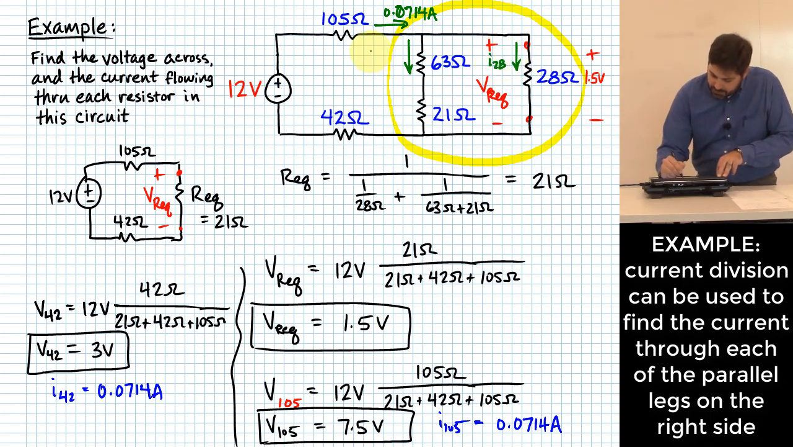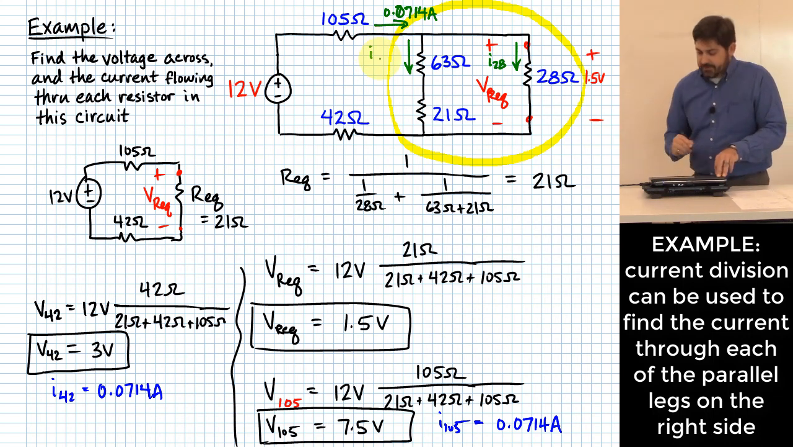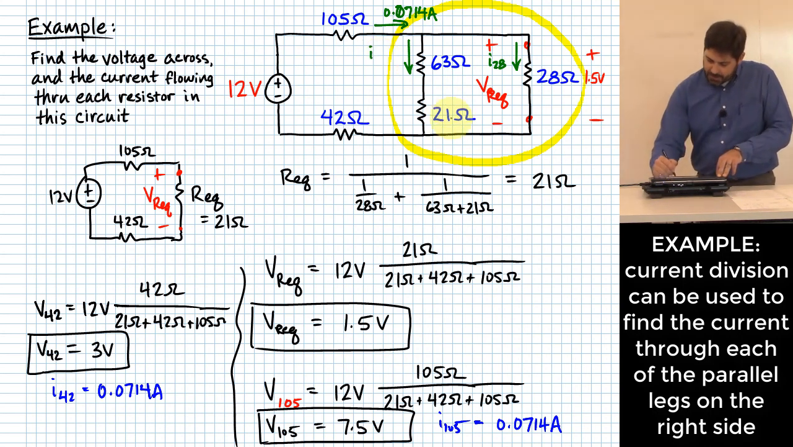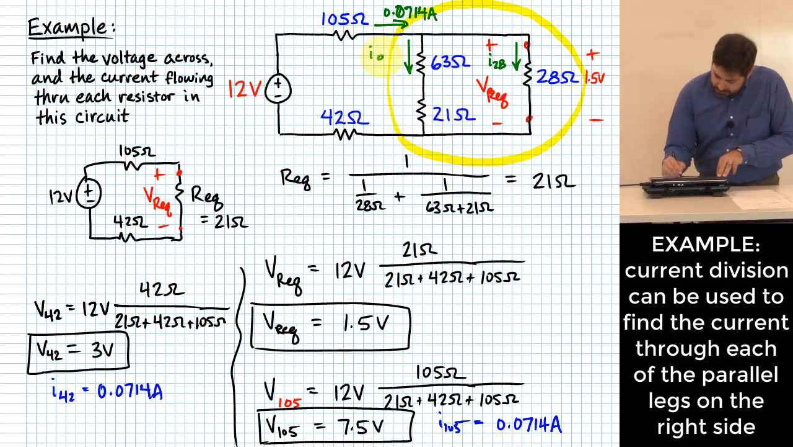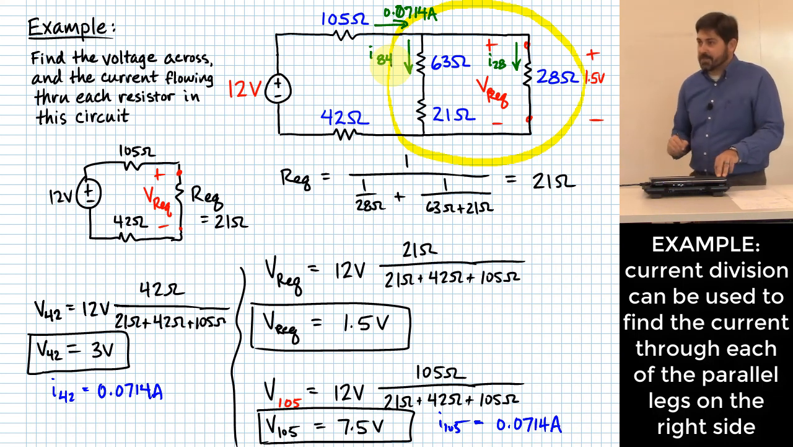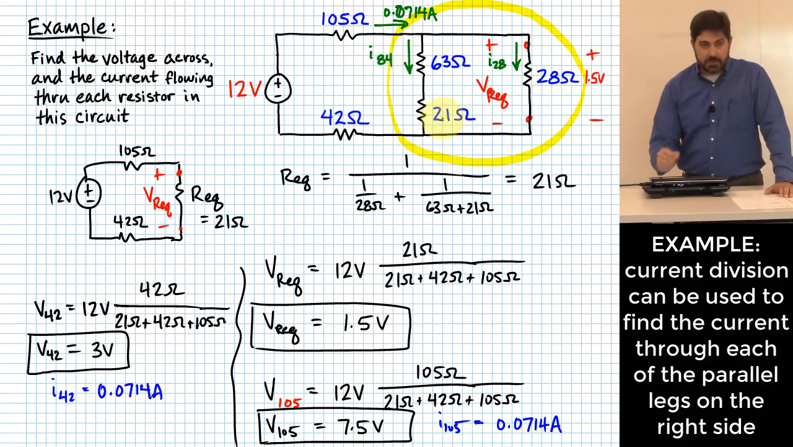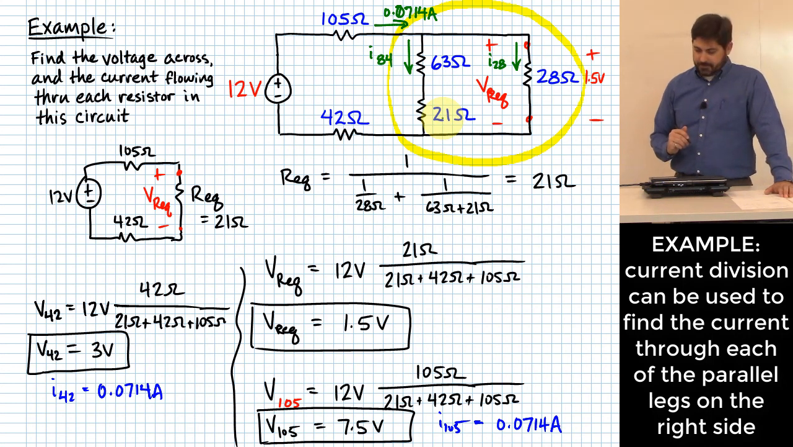Over here, I don't even know what to call that one, okay? This would be like 84, right? We'll call that I-84, because that's the current that would go down through the combination of 63 and 21. Okay? What do I do with that?